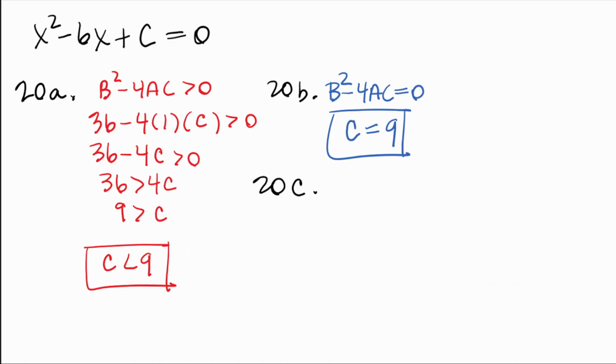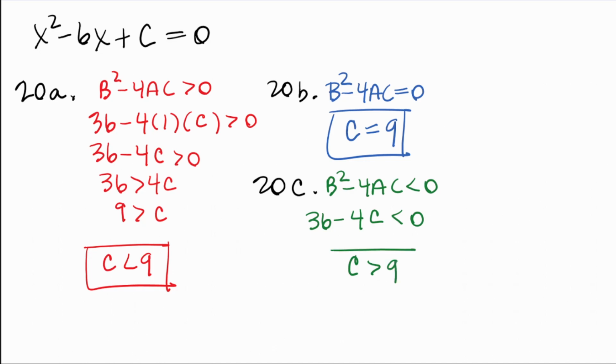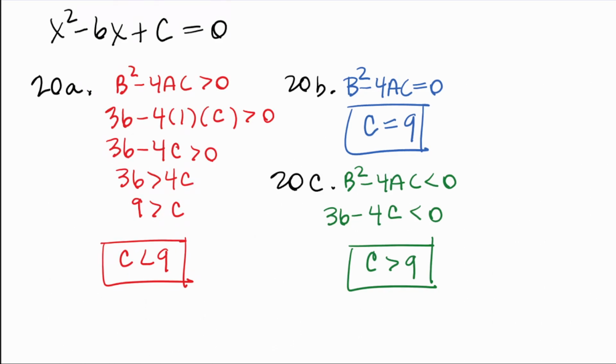No real solutions is b squared minus 4ac is negative. Once again, that's going to work out the exact same way: 36 minus 4 times 1 times c is less than 0. It's going to work out all the same. It's just going to be c is greater than 9. So that's definitely the type of question I might like to ask.